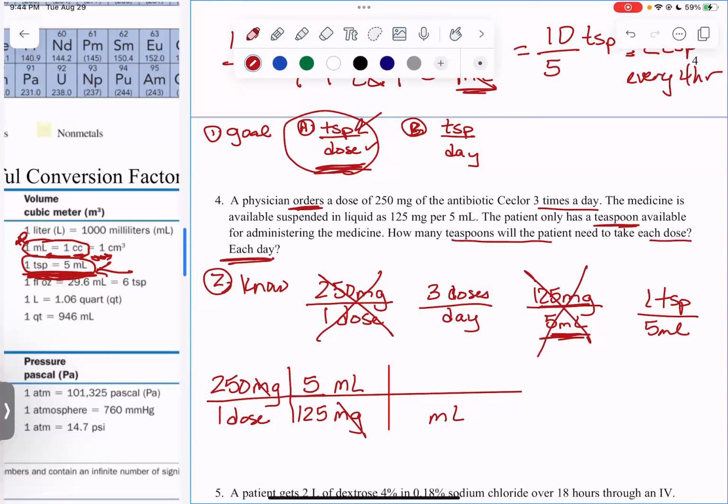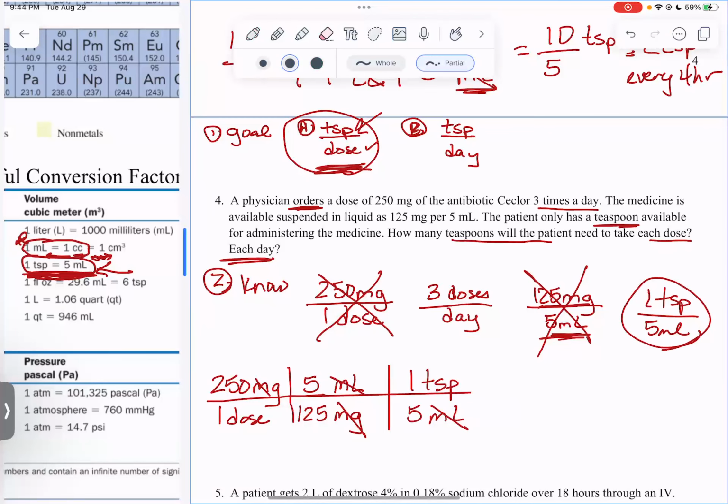Now I want to go from milliliters to teaspoons. Look at that. I have this right here that is milliliters to teaspoons. So all I have to do is put in 5 milliliters, 1 teaspoon. My milliliters cancels and I'm left in teaspoons. That's fantastic, right?